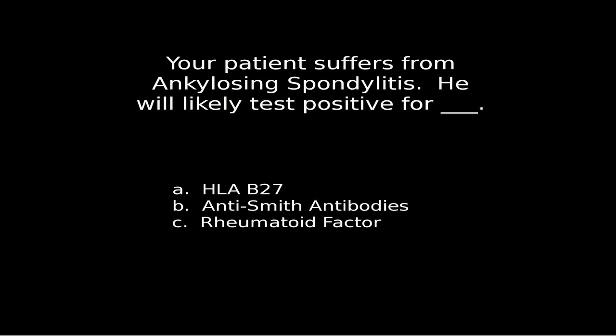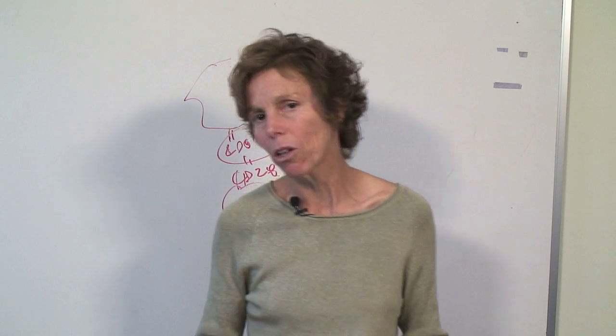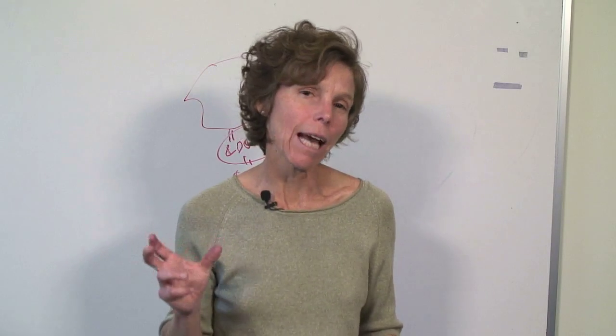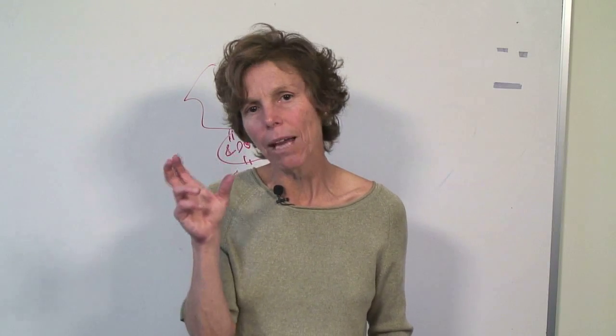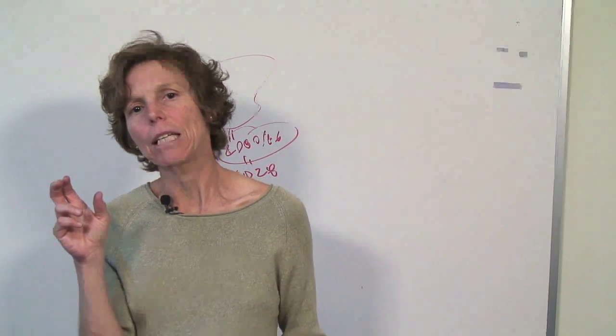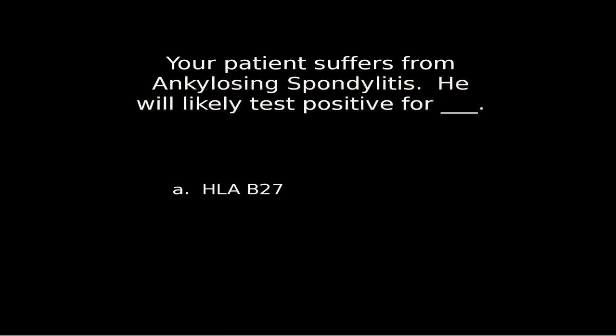Last question is number 20. Your patient suffers from ankylosing spondylitis. He will likely test positive for what? Is it going to be A, HLA B27? Okay, remember HLA B27 is going to be a MHC class 1 molecule. So in other words, he's got an MHC class 1 molecule that's not behaving correctly because his body is recognizing it as non-self and he's starting to create an immunopathology. That is the correct answer.